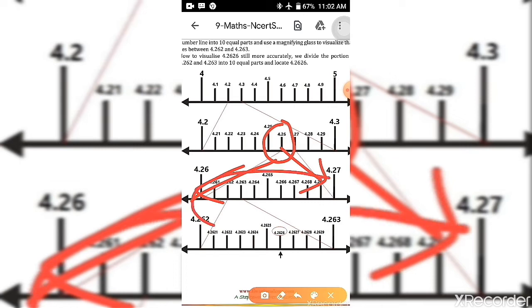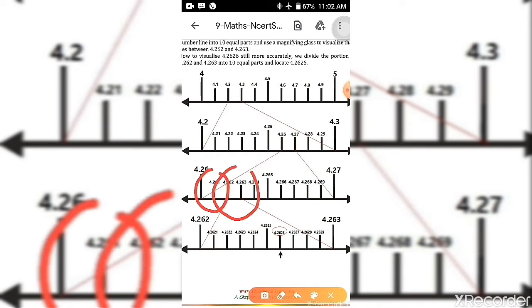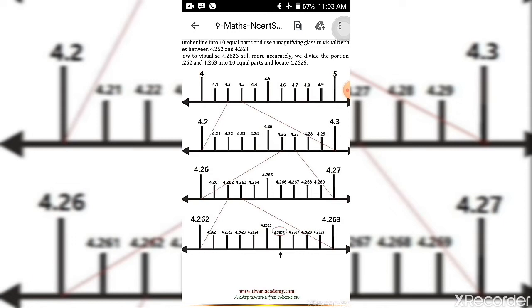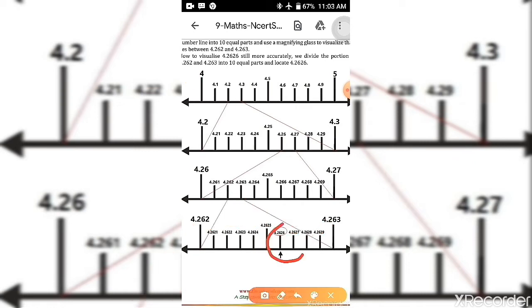And again we will divide into 10 equal parts, like 4.261, 4.262, 4.263 and so on. And similarly we will again divide, because we require 4.2626, so we will write 4.262 and 4.263, and again we will divide into 10 equal parts. And now you can see that this is the final point, which is 4.2626. Now we will move to the next exercise.